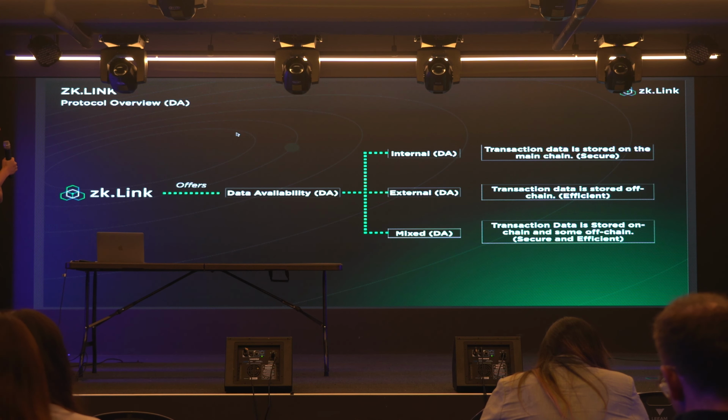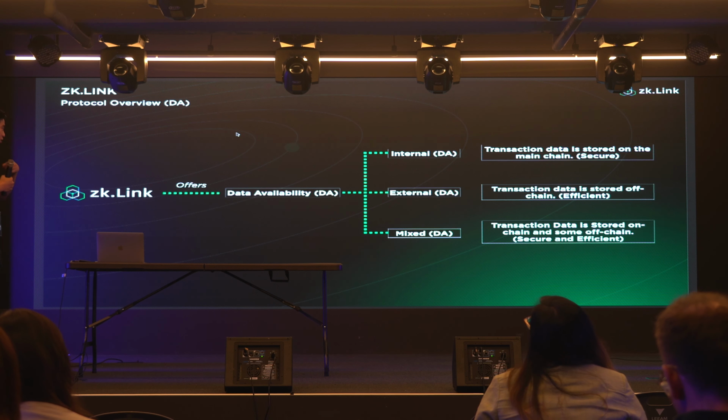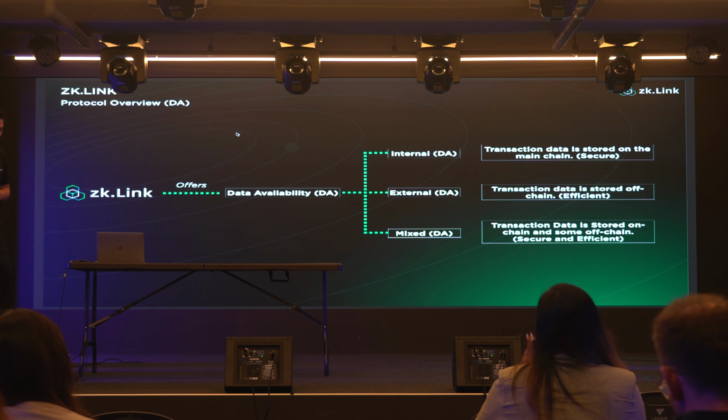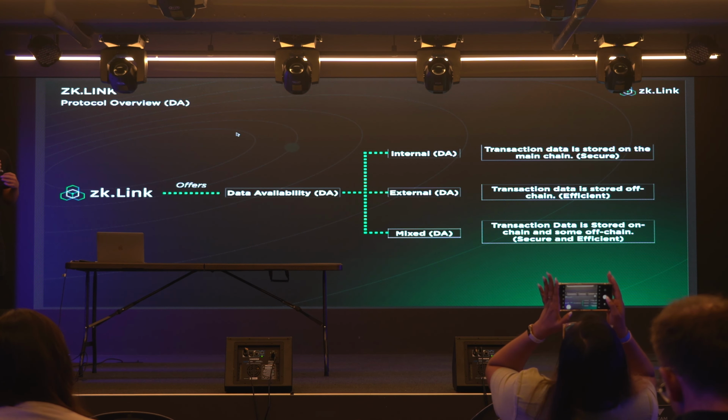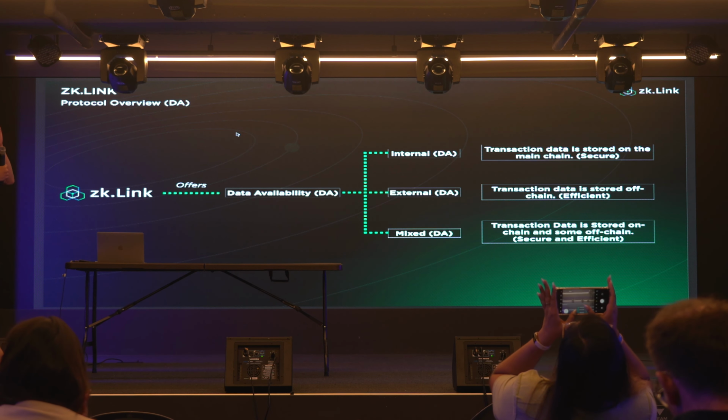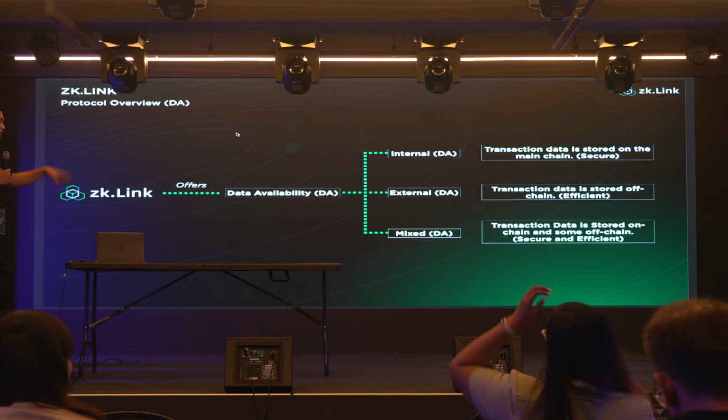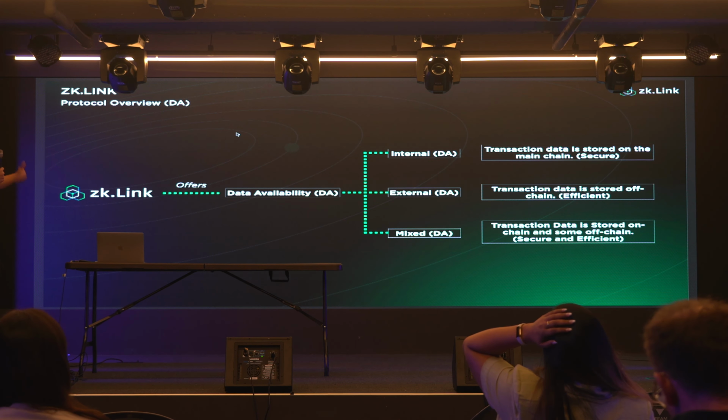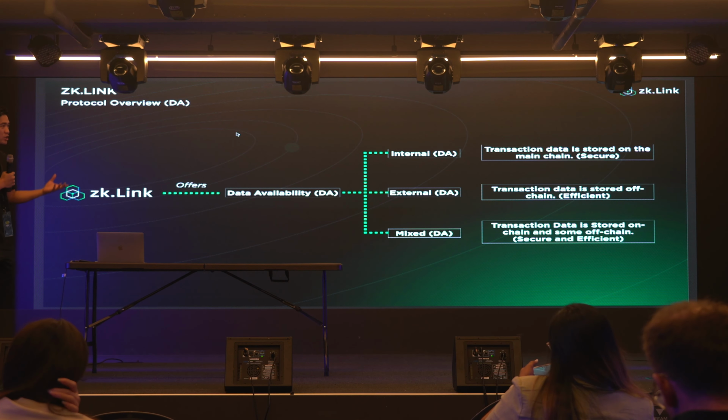This comes down to a classic zk-rollup structure, so there's also the problem of data availability. This is to ensure that no matter what happens, your funds on the zk.Link platform are safe, and you can recover them no matter what happens with the DA. There are different levels of DA, and this is also customizable. Applications can choose to deploy the DA on Ethereum, which is obviously the most secure and also the most expensive.